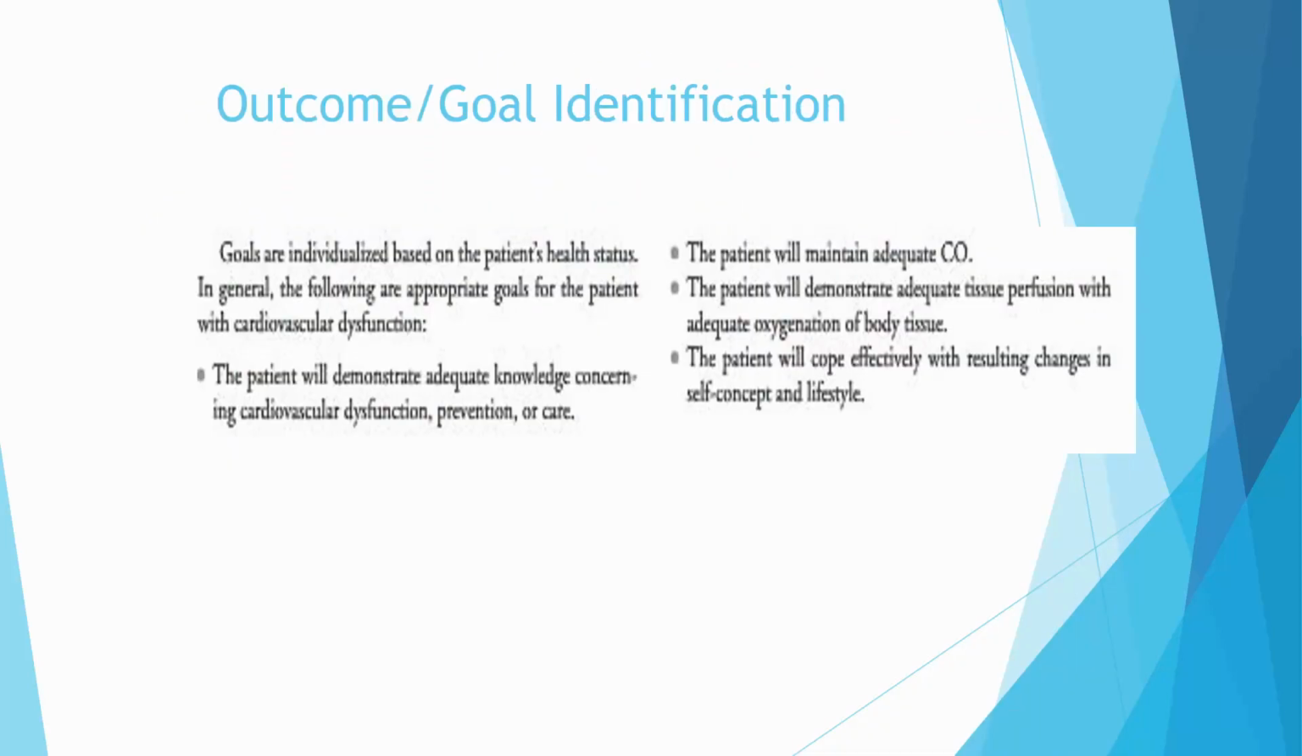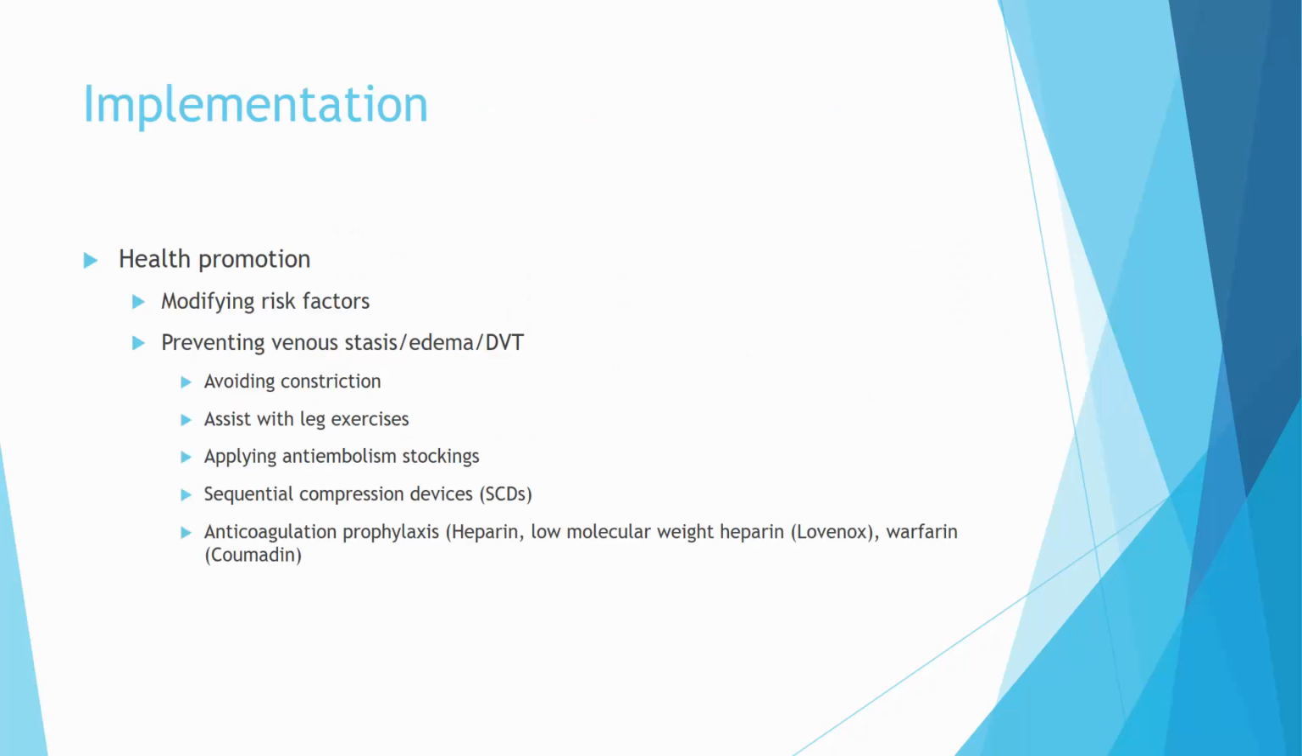So this slide lists some possible goals. For example, the patient will maintain adequate cardiac output. You would want to add to it and make it a SMART goal. So you'd put maybe, the patient will maintain adequate cardiac output throughout hospitalization or by discharge, or something to that effect, just to make it more measurable. And we next implement our nursing interventions, and this slide lists some interventions that you can do for health promotion.